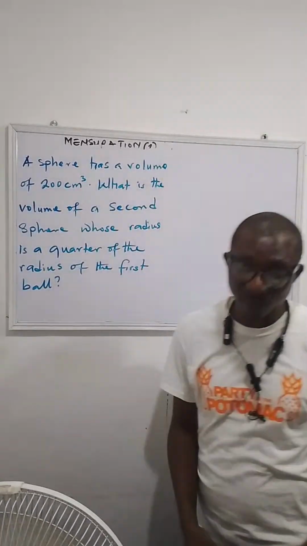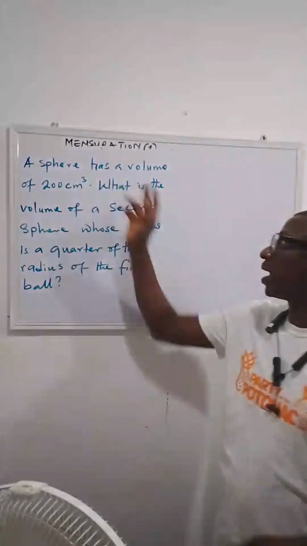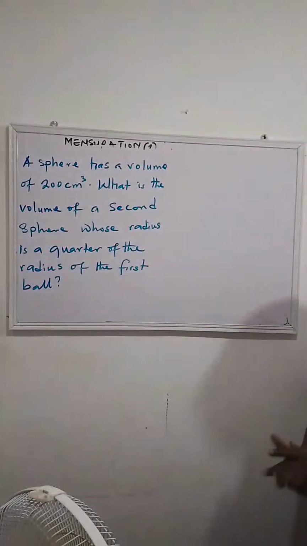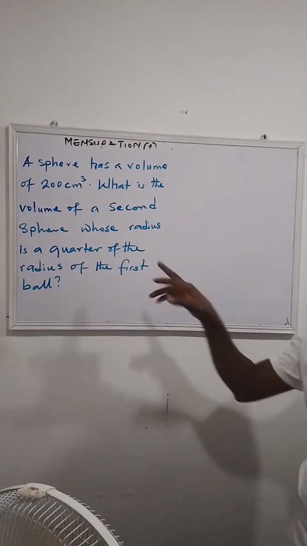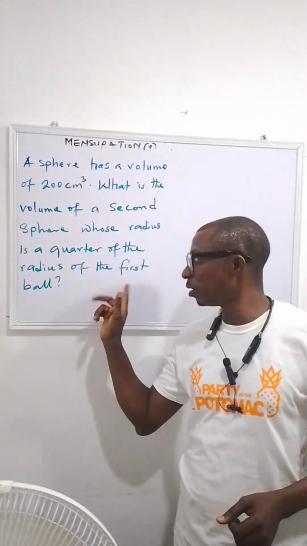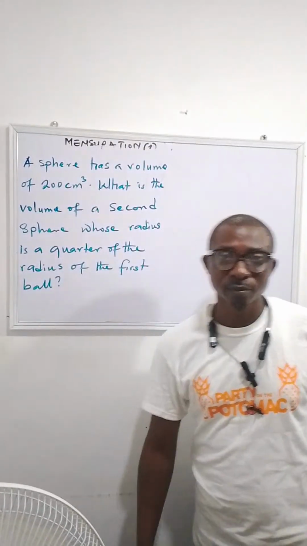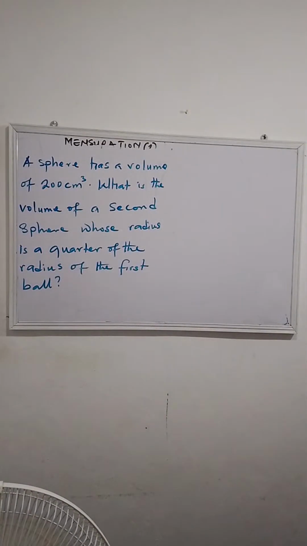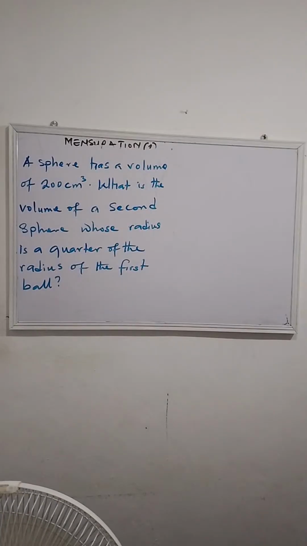All right, so now reading between lines. A sphere has a volume of 200 centimeter cube. What is the volume of a second sphere whose radius is a quarter of the radius of the first ball? Okay, so that's it. Can I give you a minute to try this?